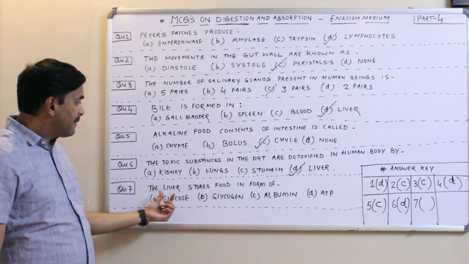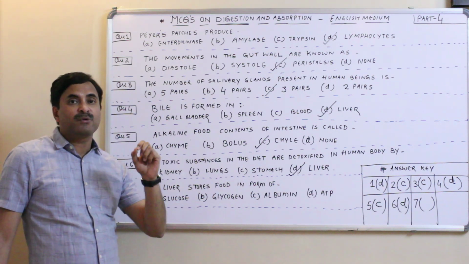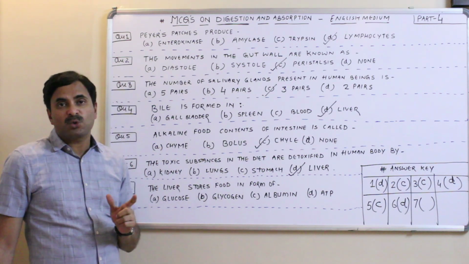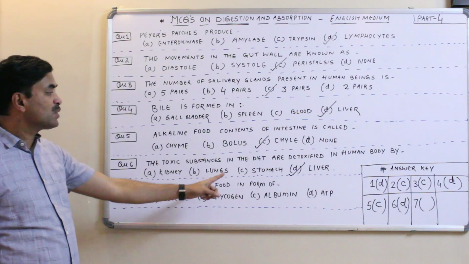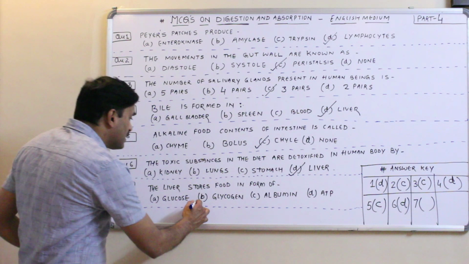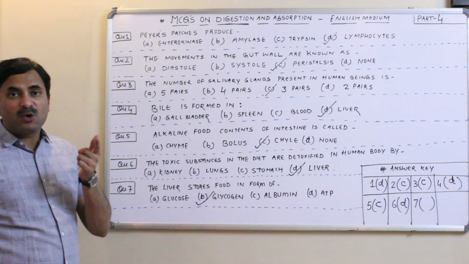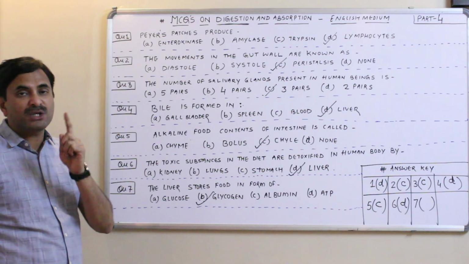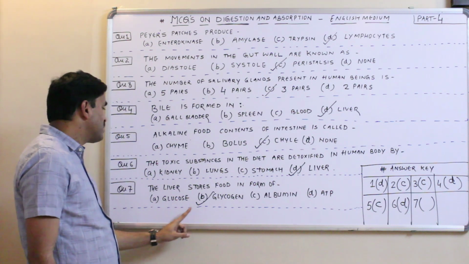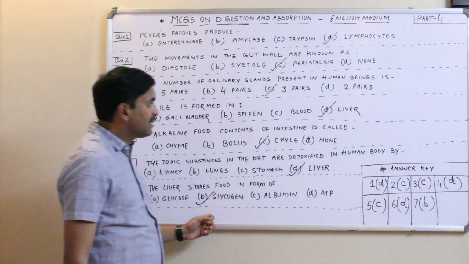Now question number 7. The liver stores food in the form of, it's a simple question. The stored food material of animals is glycogen, and glycogen is stored in the liver. We know very well that in humans glucose is converted into glycogen and stored in the liver. So the liver stores food in the form of glycogen. So question number 7 has the answer B, that is glycogen.